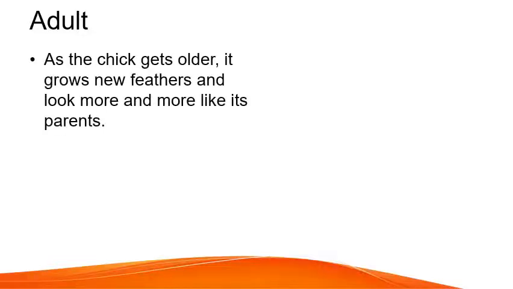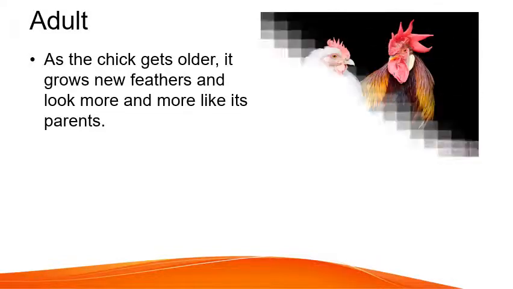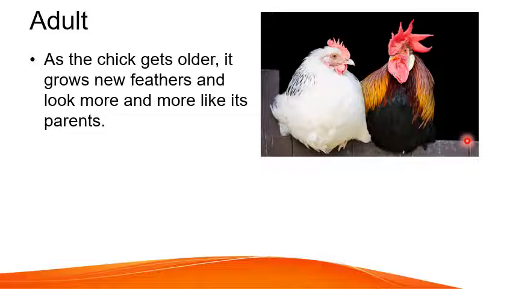Now let's talk about the adult. As the chick becomes bigger, it grows new feathers and looks more and more like its parents. Before, you saw the chick looked yellow. When it grows older and older, the small feathers will go away and it will grow new feathers. It will change color. Sometimes it becomes white instead of yellow. It can become more colorful, like the rooster over here.